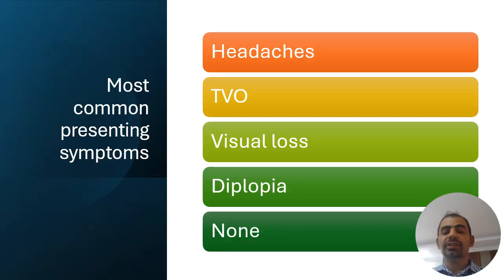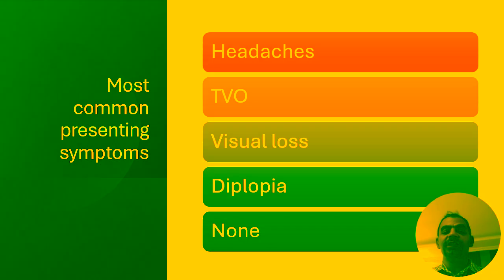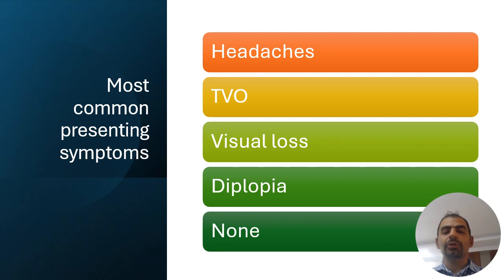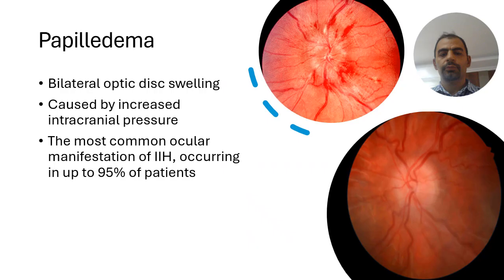In several studies, headaches were found to be the most common presenting symptom of IIH, followed by transient visual obscuration, that's to say disturbance of the vision for a few seconds. Some patients may suffer long-term visual loss, some patients may suffer diplopia, and notice that some patients may not suffer any symptoms.